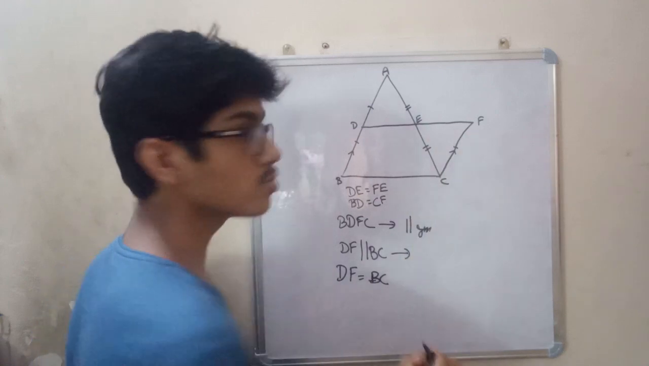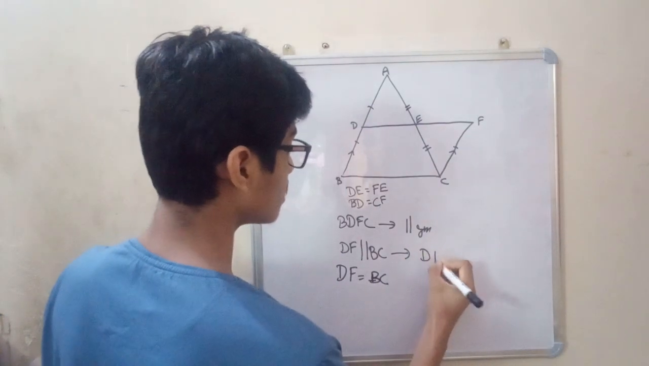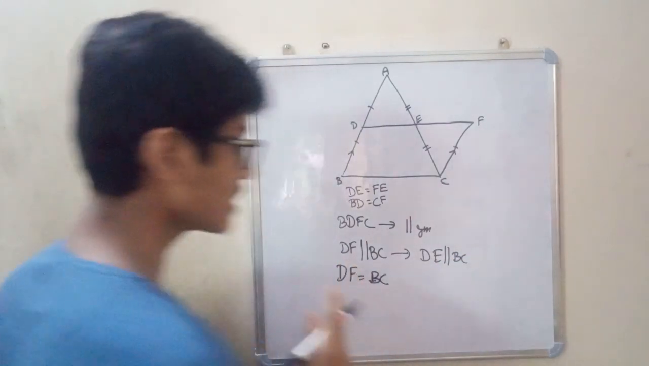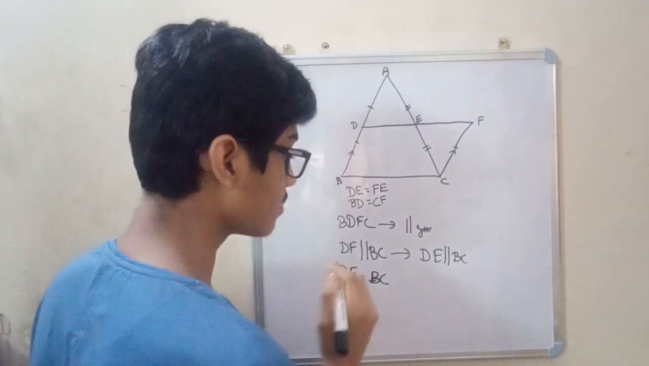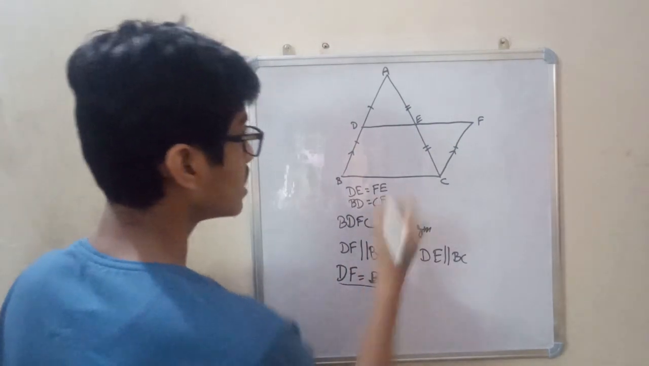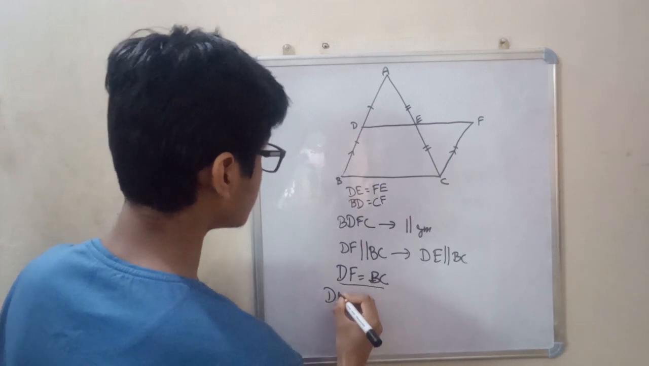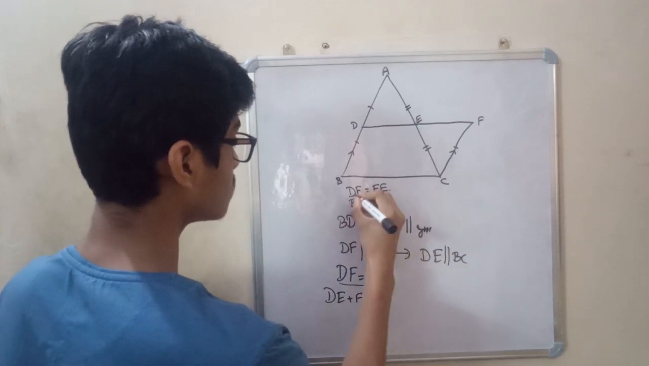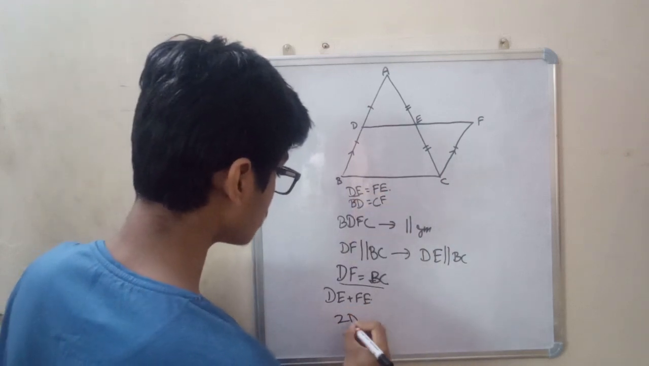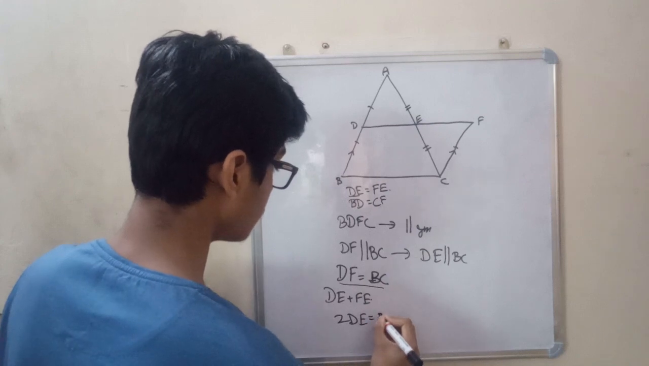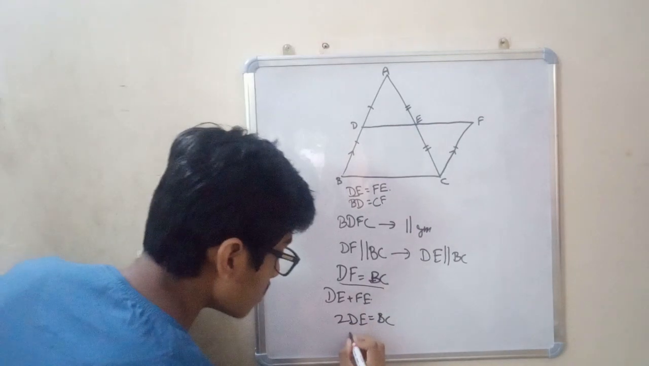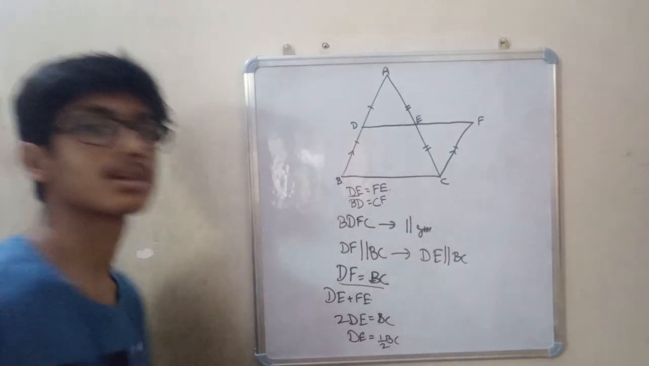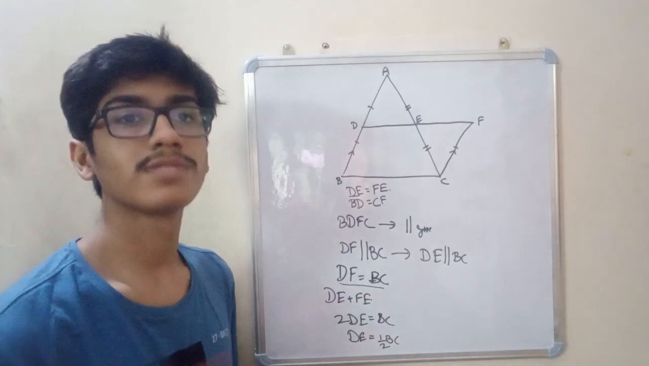As DF is parallel to BC, it is clear that DE is also parallel to BC. First statement of the midpoint theorem proved. Second statement, that DE is equal to half BC, we prove like this. DF is equal to BC. DF can be written as DE plus FE. FE is equal to DE. That means you can write 2DE is equal to BC. Therefore, DE is equal to half BC. And so here we end with the proof of the midpoint theorem.